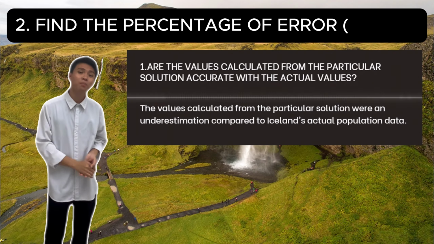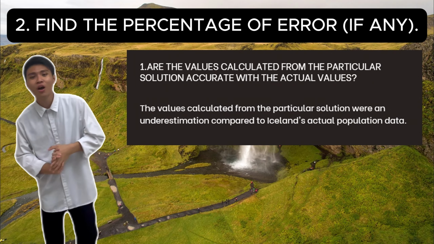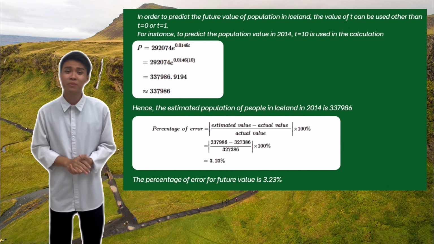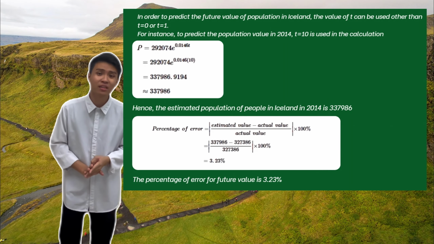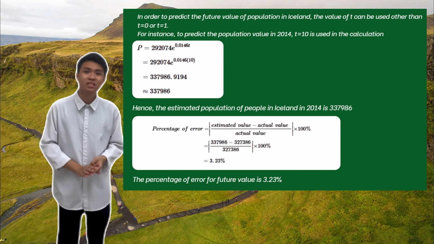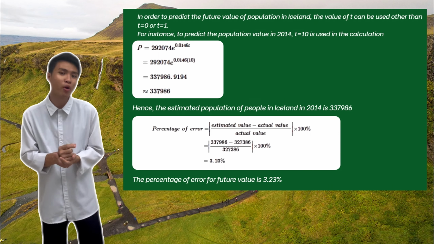Now we are going to calculate the percentage of error for the past and future values of the population in Iceland. For the future value, we take t equal to 10, which represents the year 2014, and the estimated value for the population in Iceland is 337,986, with a percentage of error of 3.23%.